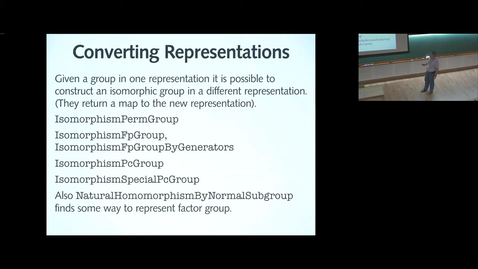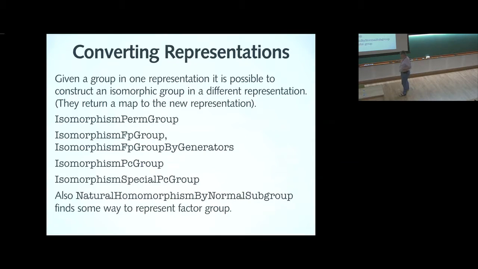Basically, in this case, a particularly nice PC presentation is used, where you get fewer collection steps, the collection process behaves better, and the arithmetic therefore is a bit faster. Also, what I should mention, that fits nicely in this place: if you want factor groups, the way to construct them is with a natural homomorphism by a normal subgroup. You give a group and a normal subgroup.